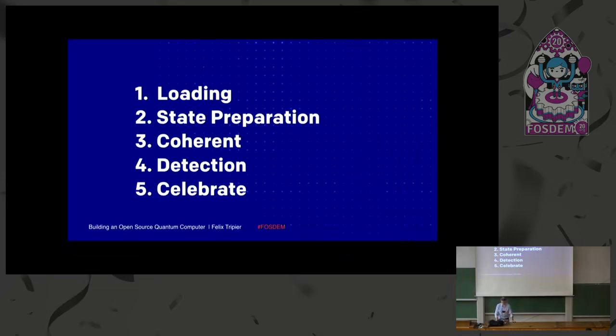Then we go through detection, where we see the result of our computation. So for us, detection is which ions emit photons and which don't.